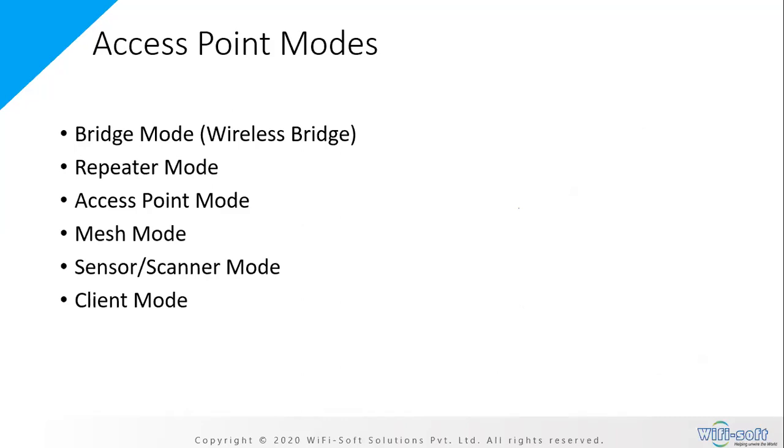One is called a bridge mode. Then there is a repeater mode. There's an access point mode, a mesh mode, a sensor or a scanner mode, and a client mode. So I presume some of you may already know this, but let me quickly explain what a bridge mode is. A bridge mode is basically your access point becomes like a switch, like your regular Ethernet switch. It just bridges an existing network. So it acts like a bridge.